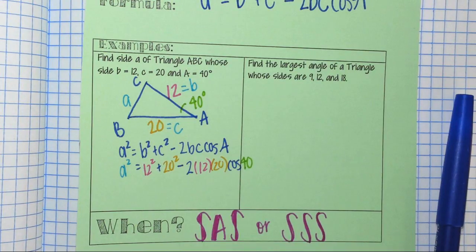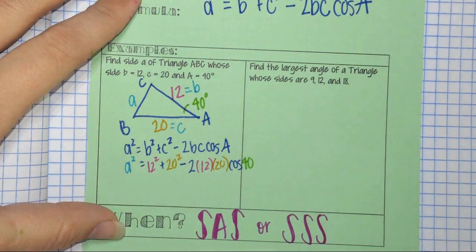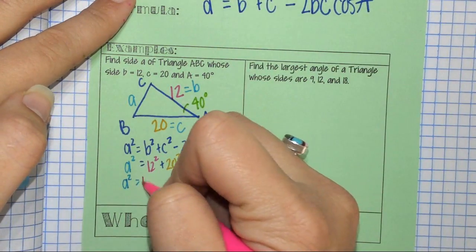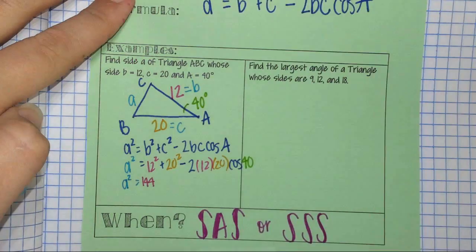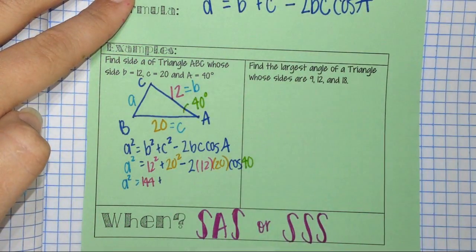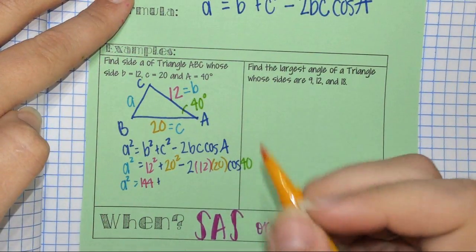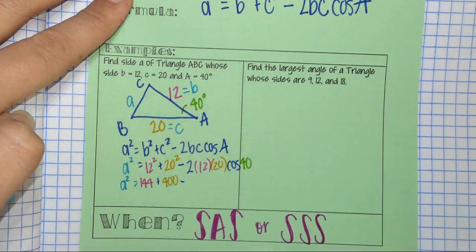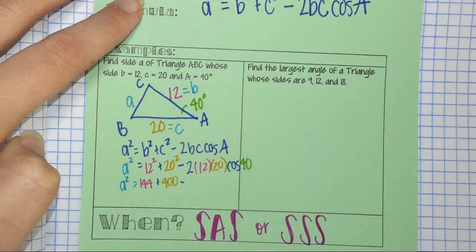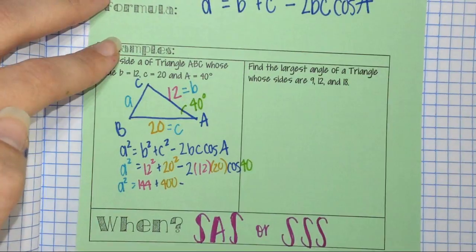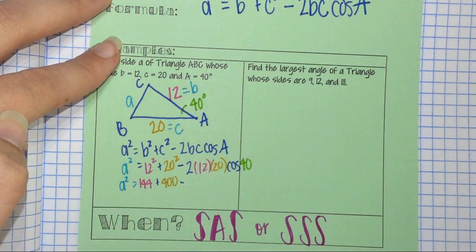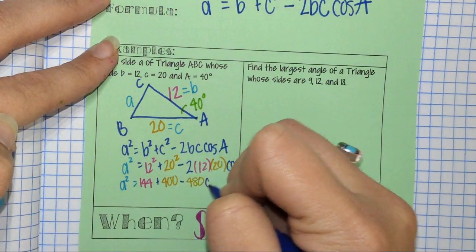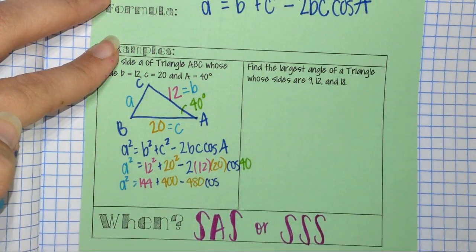Okay, so now all you do is solve it. So what's 12 squared? Okay. So we still have a squared equals. What's 20 squared? 400. All right, what's 2 times 12 times 20? 480, times the cosine of 40.